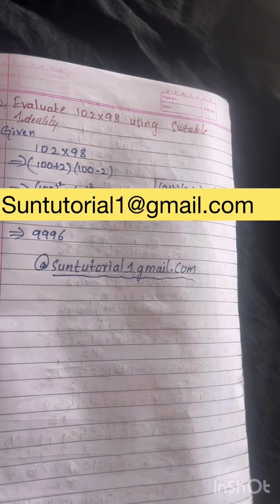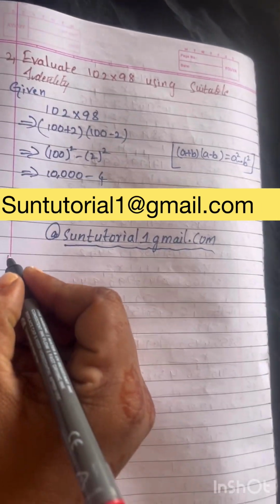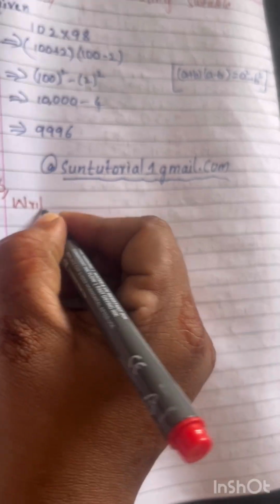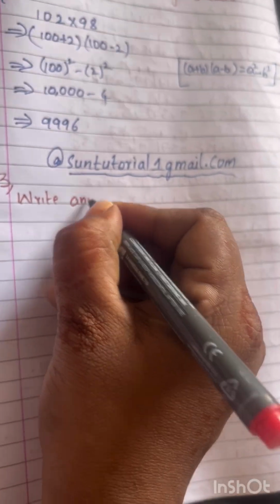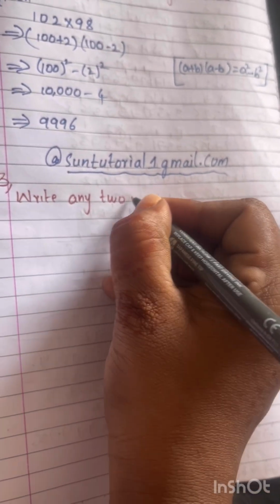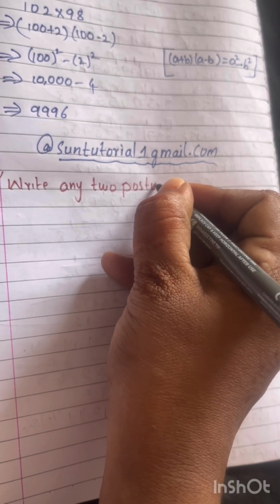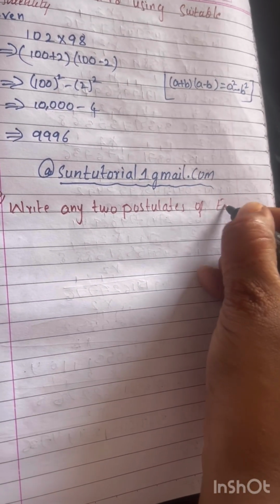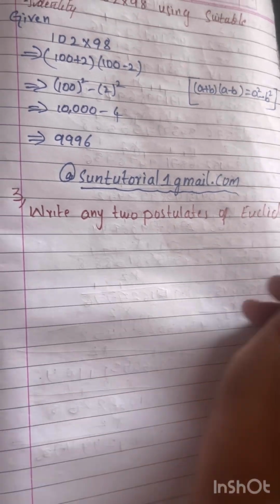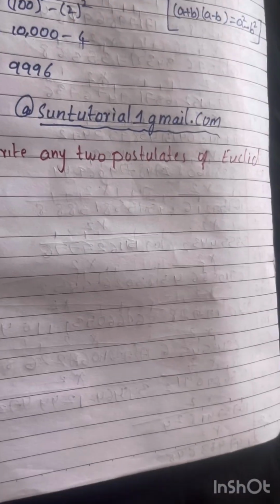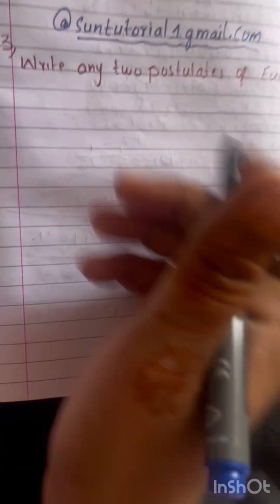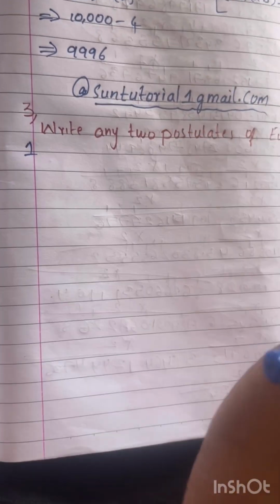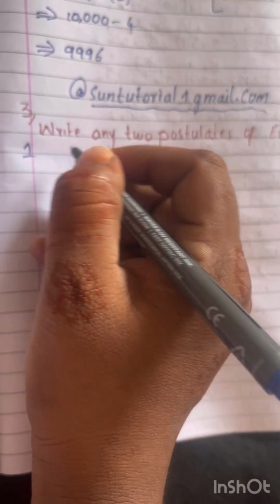Next question. Third question. Write any two postulates of Euclid. Okay. See here. You can write a straight line can be drawn from any point to any point. A straight line can be drawn, that is only one postulate.